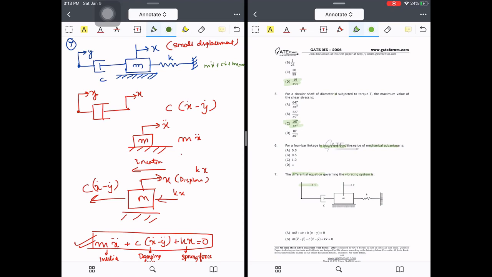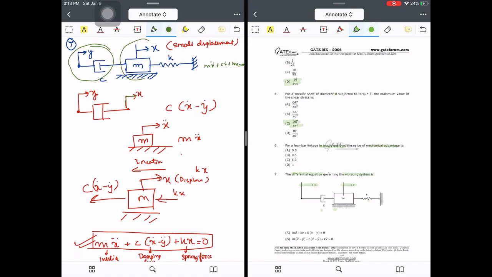Okay, but here there is some scenario, they had made some slight change. That means here they are giving some initial displacement as y, here they are giving some initial displacement x. So what we will do, we will take each and every system, spring, mass and damper. Let us take the damper first.